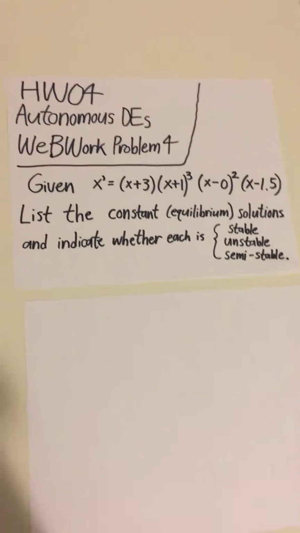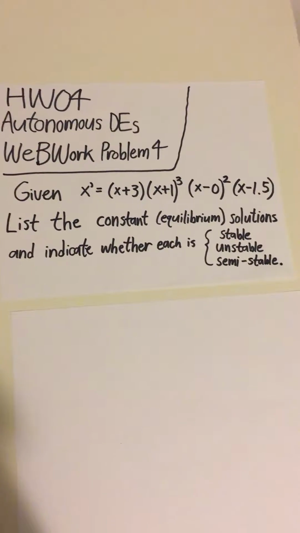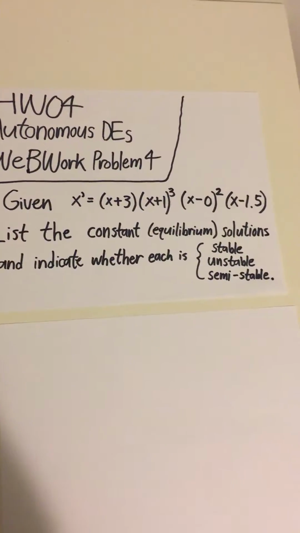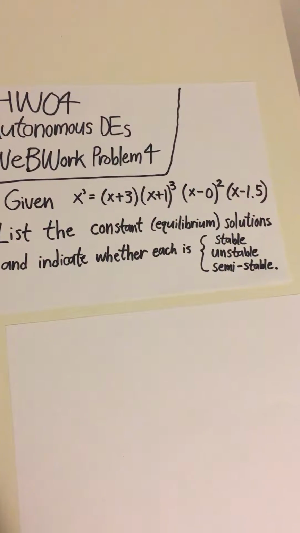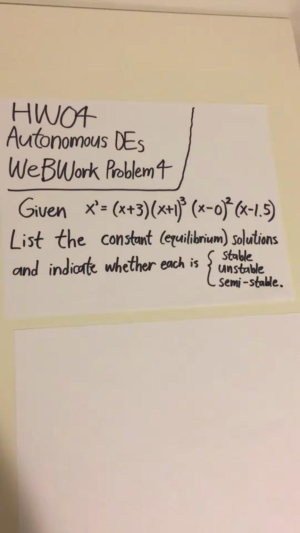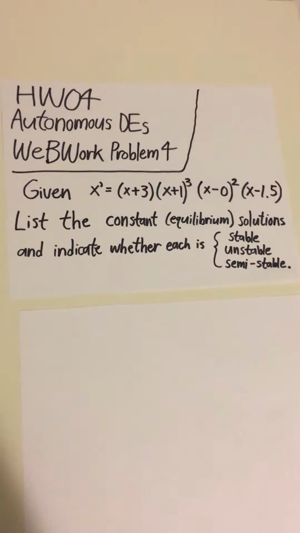We're going to be doing a video review of WeBWork Problem 4 in Homework 04, the section on autonomous differential equations. Here we are given a differential equation x prime is equal to (x plus 3) times (x plus 1) cubed times (x minus 0) squared times (x minus 1.5). And we are asked to list the constant equilibrium solutions and indicate whether each is stable, unstable, or semi-stable.